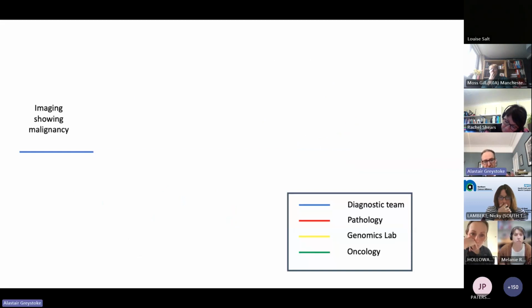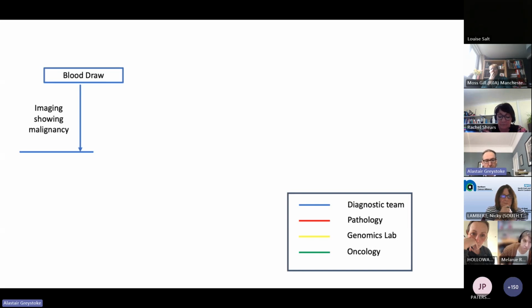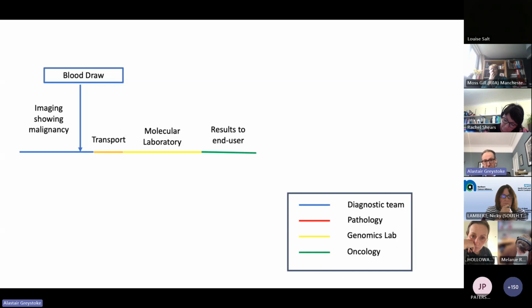So that's very different from the sort of plasma first approach, where your imaging shows malignancy. Your nurse takes the blood and sends it off in the post. It goes straight in the post to the molecular laboratory, and then we get the results emailed straight back to the dedicated end user and hopefully get the patient on treatment more quickly.